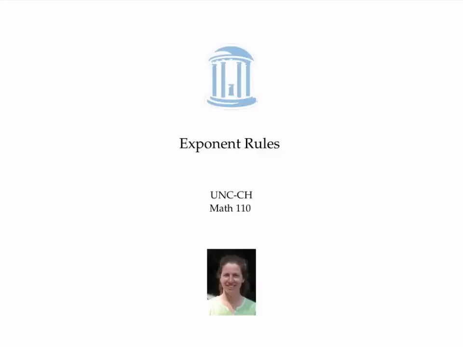This video is about the exponent rules, rules that govern expressions like 2 to the fifth or x to the n. 2 to the fifth is just shorthand for 2 times 2 times 2 times 2 times 2, written 5 times. And similarly, x to the n is just x multiplied by itself n times.